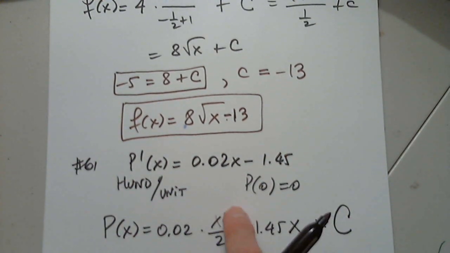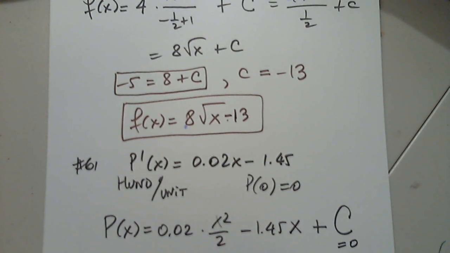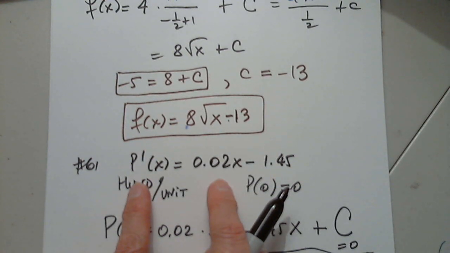But now, this condition will help us find C. P of 0 is 0, so 0 equals 0 plus C. Okay, fine. So then C is 0. Perfect. So I simplify, and P of x equals 0.01x squared minus 1.45x. So we found the profit function from the given marginal profit function.